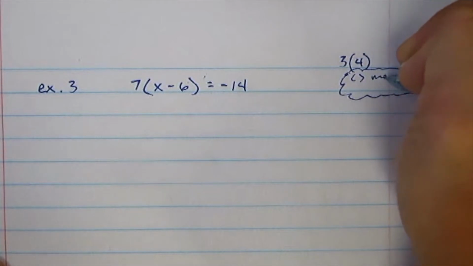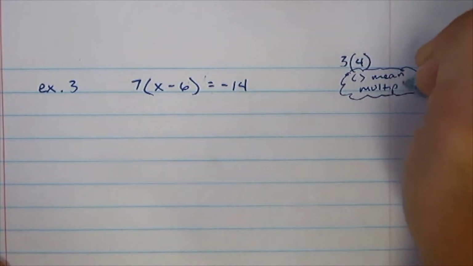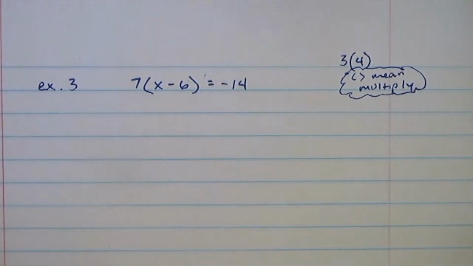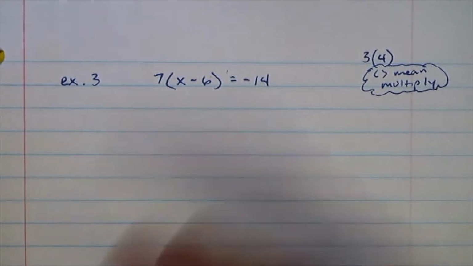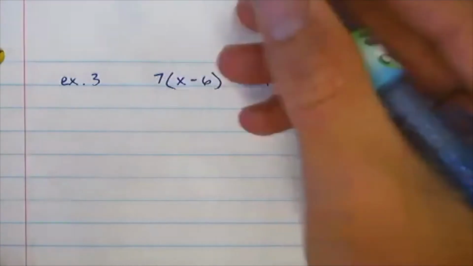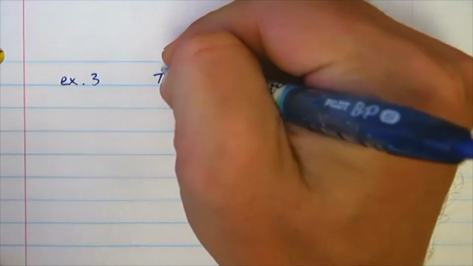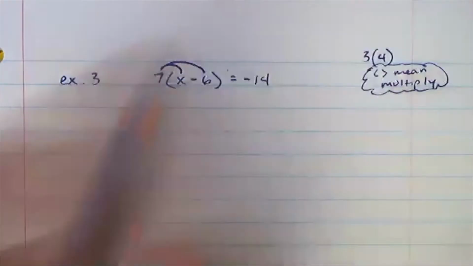Parentheses mean multiply. All right, so parentheses mean multiply, which means I need to multiply this 7 with what's inside the parentheses, okay? And it's a simple process, right? It's just simply taking the 7 and multiplying it into each one of these, all right?